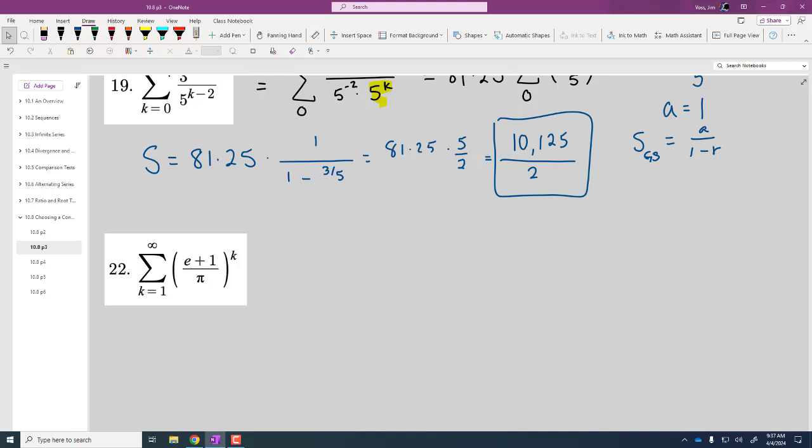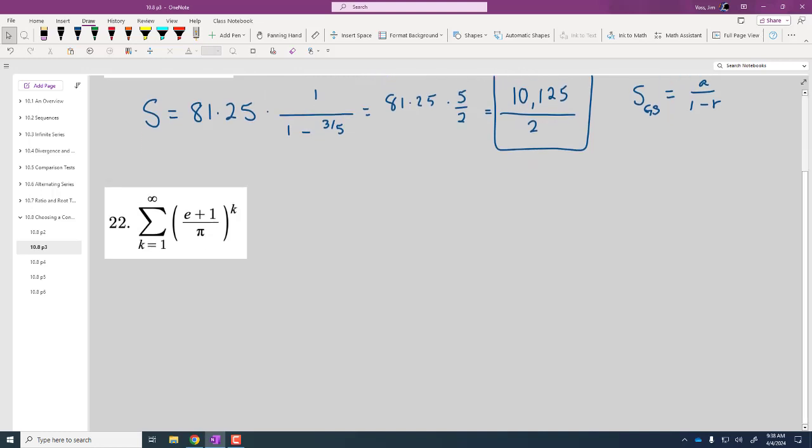All right, when we look at this one, what kind of series is that? Geometric. That is geometric. It's in the exponential form. Geometric has an exponential form, right? The exponent is where the k is. It's where the variable is. And the base is a constant.